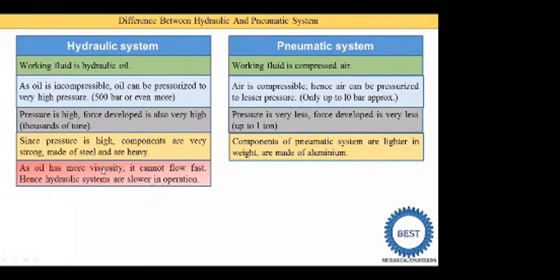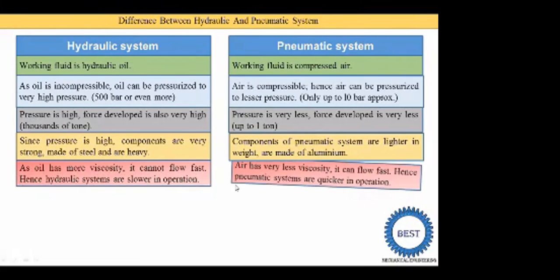Oil has more viscosity, so it cannot flow fast. We know the thickness of the oil is higher, and it cannot flow fast because its viscosity is higher. Hence, hydraulic systems are slower in operation. So oil moves with a small velocity, and all the components are also not able to move fast. The components also move at slow speed.